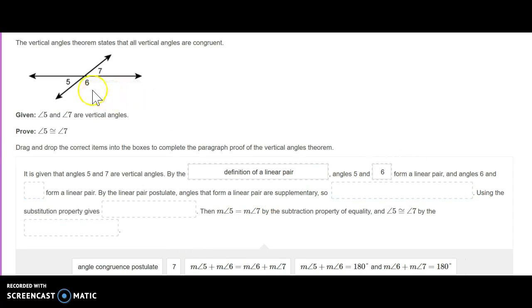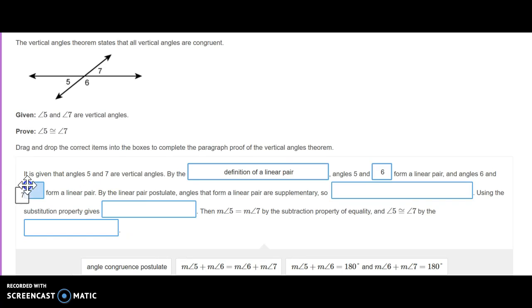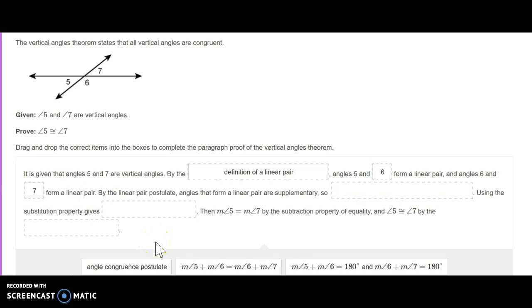And then angles 6 and 7 also form a linear pair, lie on that straight line. So let's put 7 there. Now, by the linear pair postulate, angles that form a linear pair are supplementary. Supplementary means their angle measures sum to 180 degrees. So this one here shows that angle 5 and 6 will sum to 180 degrees, and angles 6 and 7 will sum to 180 degrees.